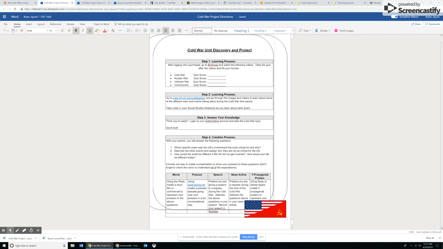I want them to address the other events and explain why they did not choose those events, why they feel like they're not as critical as the event that they chose. And then I want the students to consider, how would the world be different if the US did not get involved, or if there was a different outcome from the event that they chose. And I want them to think about, how would your life be different today?